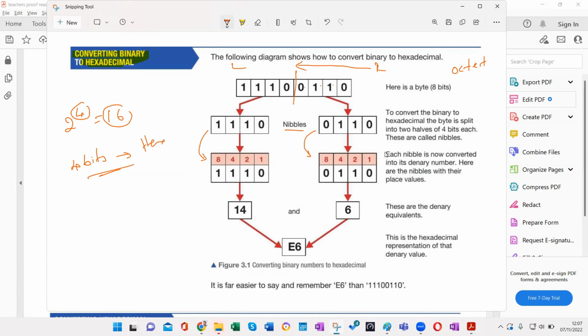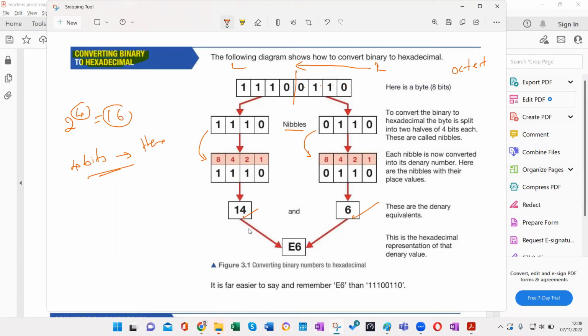Okay, how do you do that? You write the positional values 1, 2, 4, 8, 1, 2, 4, 8, and then add them up. There's no 8. There's a 4. There's a 2. So 4 plus 2 is 6. Just like we converted those denary numbers into binary and vice versa. For the other nibble, there's an 8, a 4, and a 2. 8 plus 4 is 12. 12 plus 2 is 14.